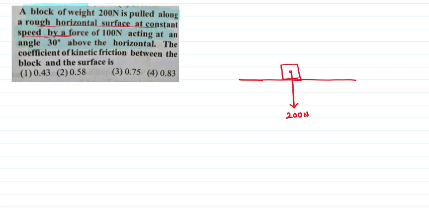That means there is no extra force. The force is used to overcome the friction. By a force of 100 Newton acting at an angle of 30 degrees above the horizontal. So this is what our horizontal is. To that horizontal, a force is acting. How much is that force? 100 Newton, making an angle of theta equal to 30 degrees. This is what you mean by horizontal.